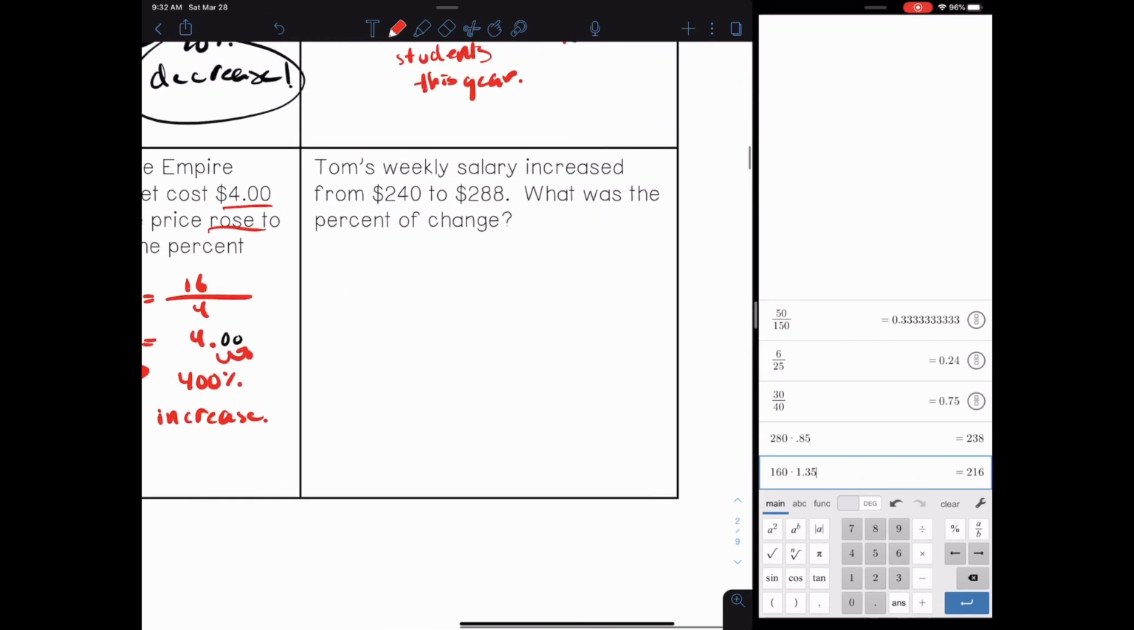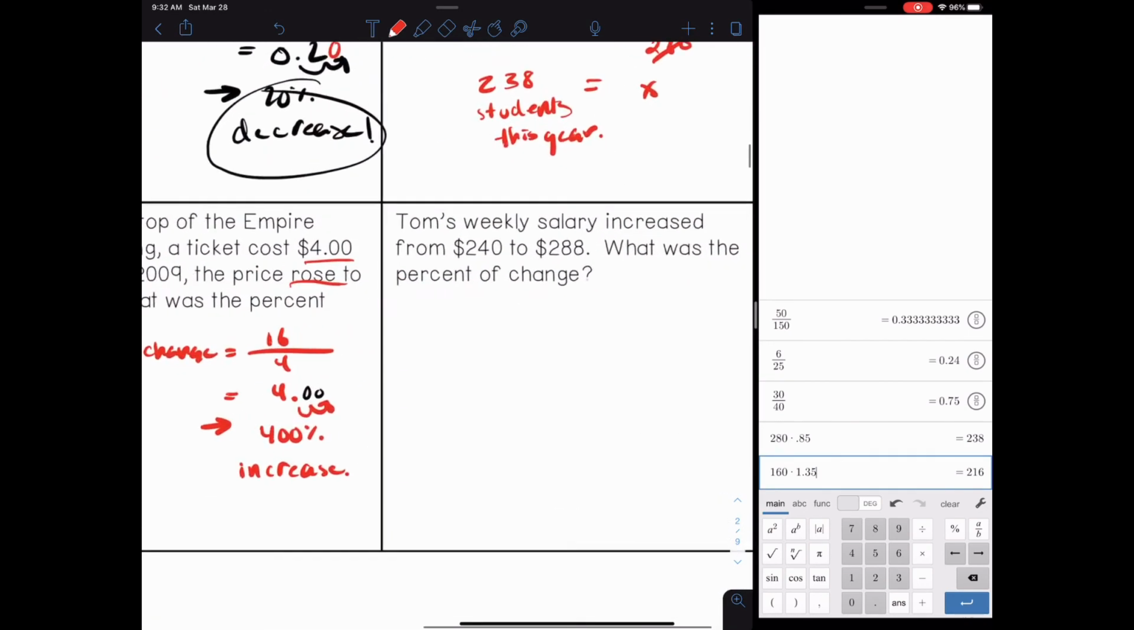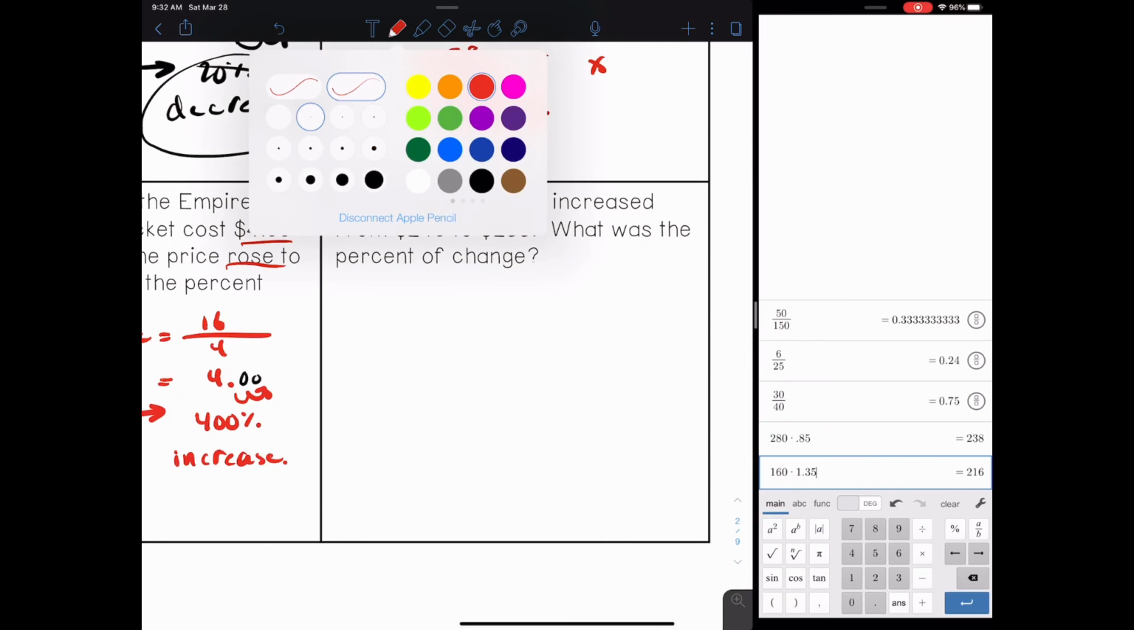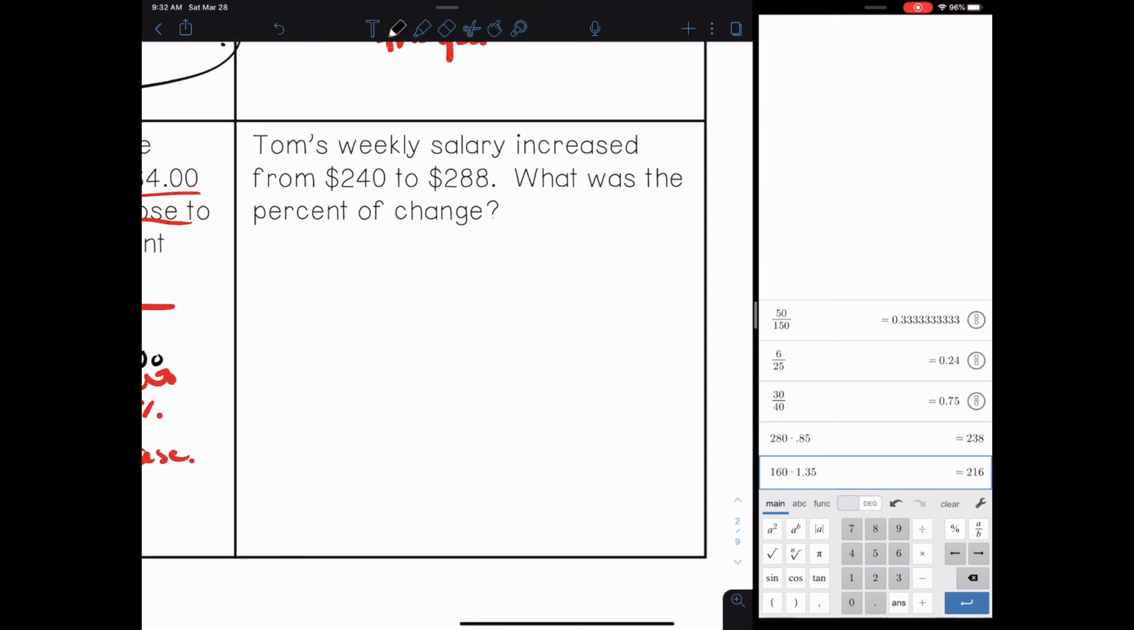All right, and this last one looks like we have a tie. Tom's weekly salary increased from $240 to $288. What is the percent of change? So percent of change equals the change divided by the original. Well, how much did it change by? 288 minus 240. That is 48.